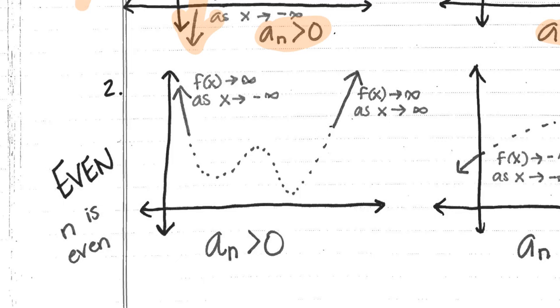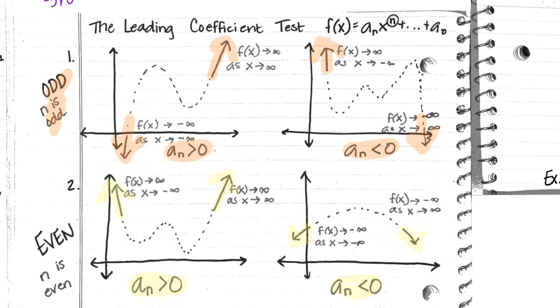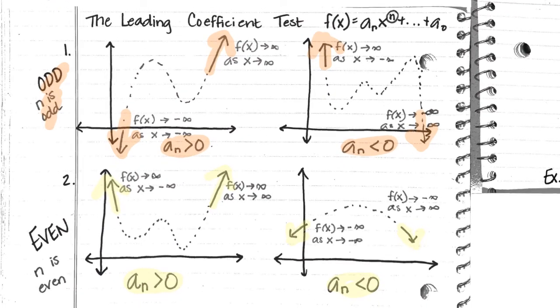An x squared, if a is greater than 0, meaning it's like 2x squared, is going to go up to the left and up to the right. And if we have an even one where it has a negative, where a is less than 0, I keep doing that, sorry, it is going to go down to the left and down to the right. So the leading coefficient test just tells us odd ones are going to be different. One's going to go up, one's going to go down.